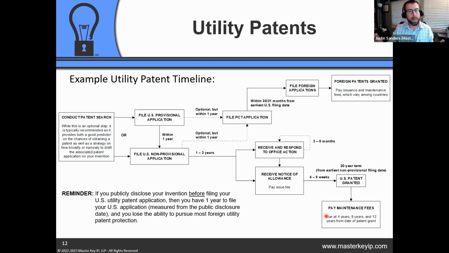So if you pay all those maintenance fees, your patent would naturally expire 20 years from your earliest filing date. Once that patent expires, it's essentially public domain at that point.